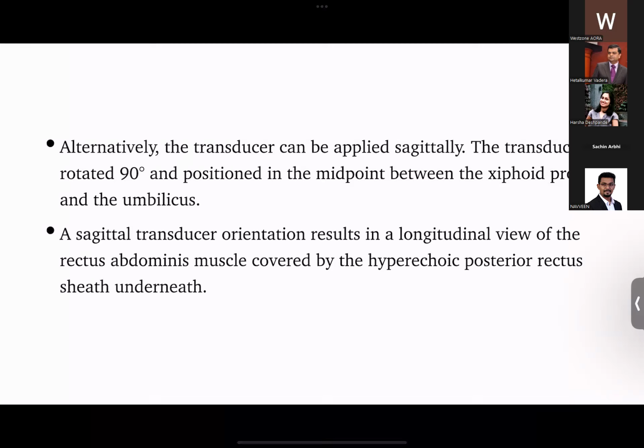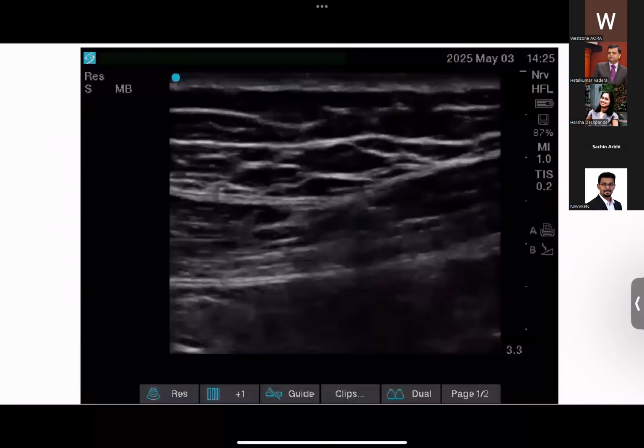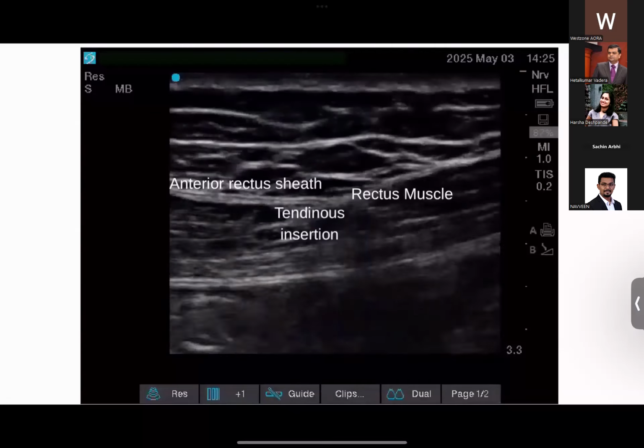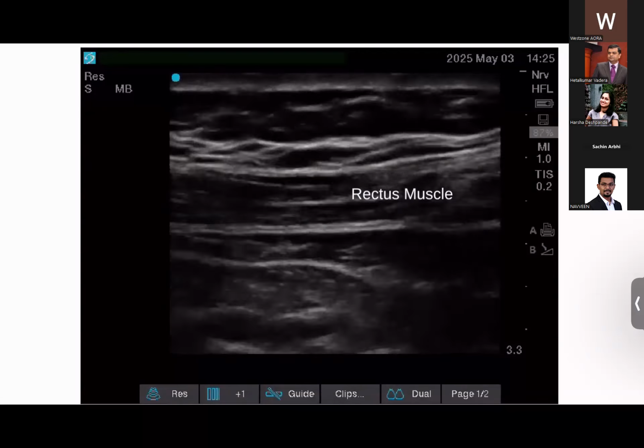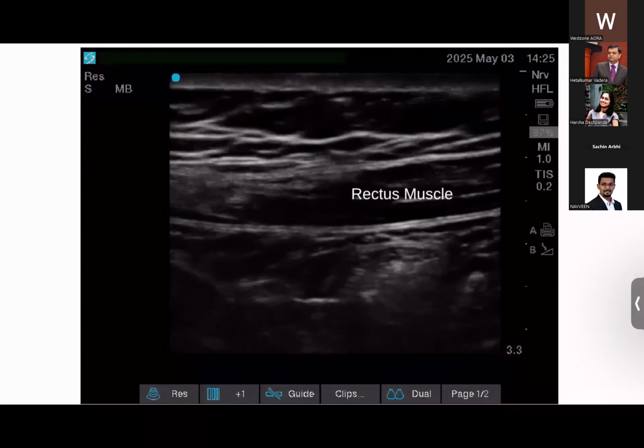Alternatively, we can also turn the transducer sagittally. It is rotated 90 degrees and positioned at the midpoint between the xiphoid process and the umbilicus. This sagittal orientation results in a longitudinal view of the rectus sheath, and we can see the tendinous insertion. So this is the muscle, tendinous insertion, and the anterior rectus sheath. We will appreciate another tendinous insertion here.